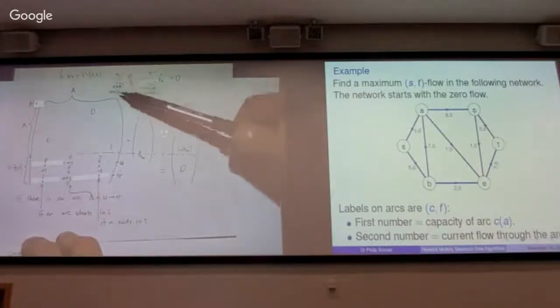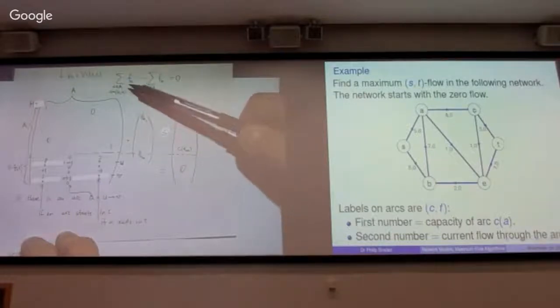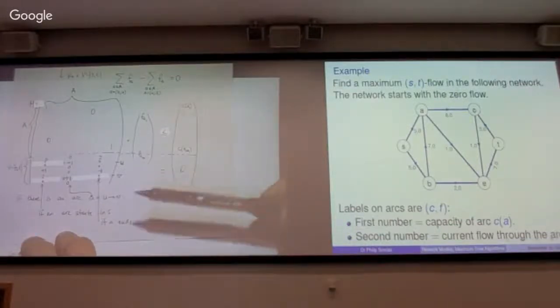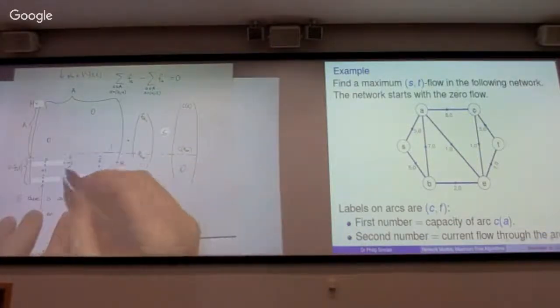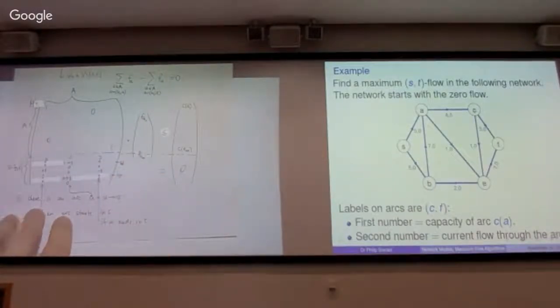there are +1s for the arcs that are incoming into that node, and there are -1s for all the arcs that are outgoing. So every row here will have some +1s, some 0s, and some -1s. And the right-hand side will be 0.